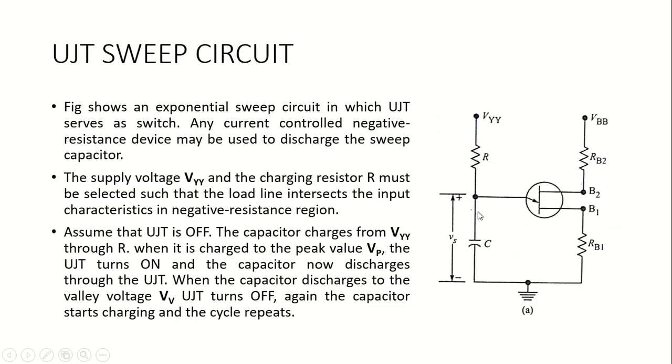When it is charged to a sufficient voltage called the peak voltage VP, immediately the UJT turns on and now the capacitor discharges through the UJT. When the capacitor discharges through the UJT to a value called the valley voltage VV, then the UJT again turns off. When the UJT is turned off, the capacitor again gets charged from VYY through R in an exponential way. This cycle repeats continuously. So here the UJT is actually serving the purpose of a switch.